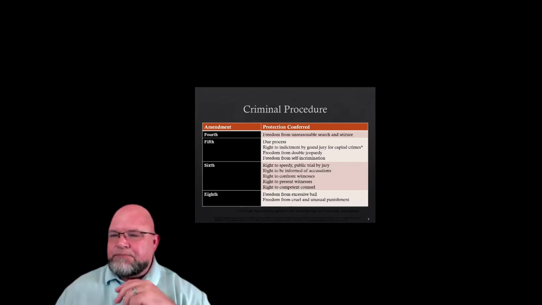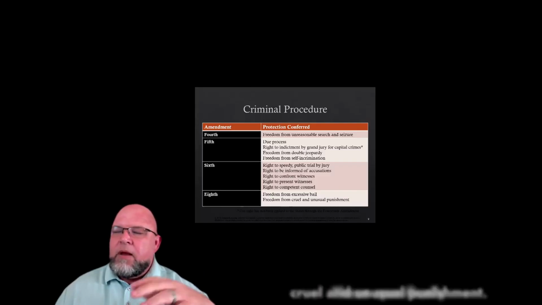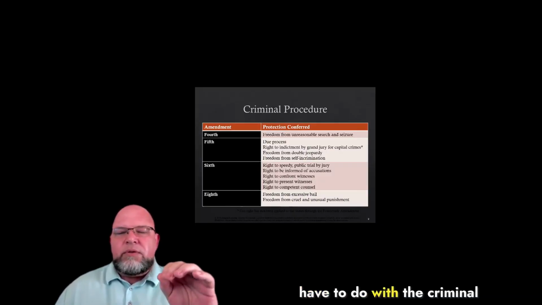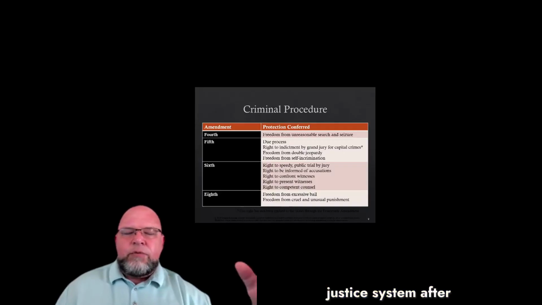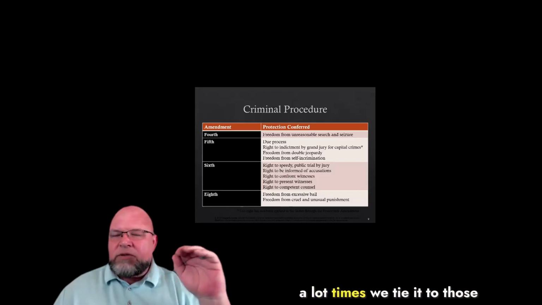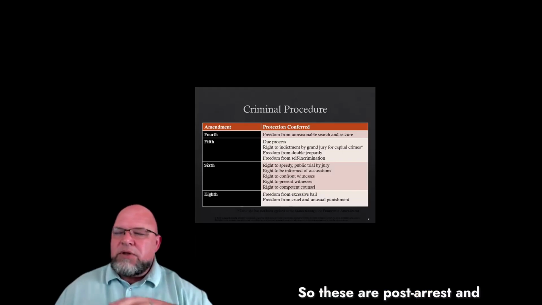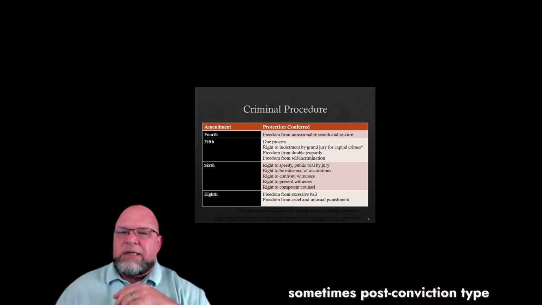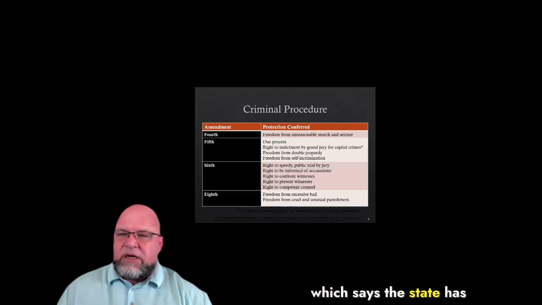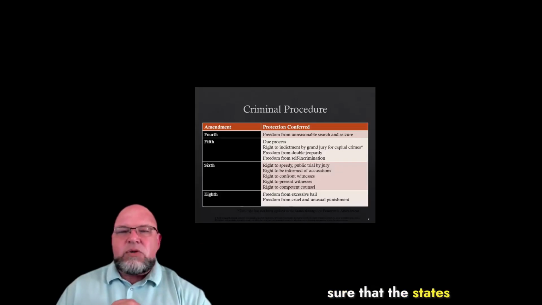And then we have the Eighth. The Eighth is freedom from excessive bail and freedom from cruel and unusual punishment. These specifically have to do, for the most part, with the criminal justice system after trial. Cruel and unusual punishment, when we think about that, a lot of times we tie it to those that are incarcerated. Excessive bail is that process when someone is waiting to go to trial. So these are post-arrest and sometimes post-conviction types of issues that arise there. The 14th Amendment ties them into the state, which says the state has to follow these. So we have the 4th, 5th, 6th, 8th, and then the 14th to make sure that states are doing that.